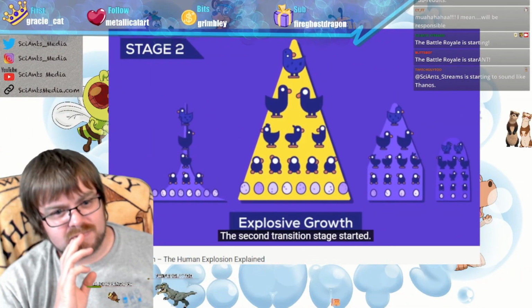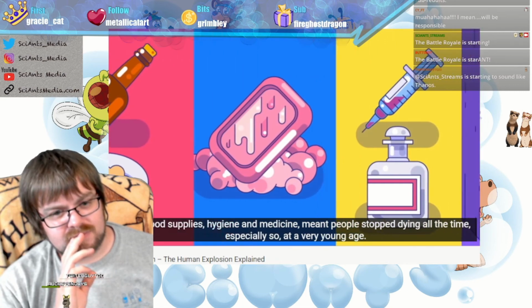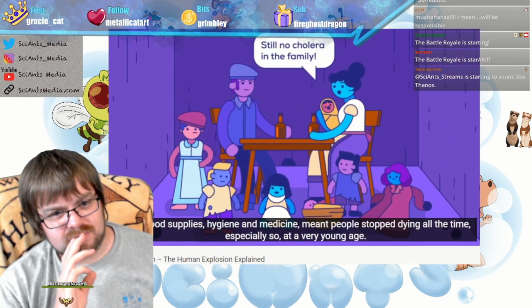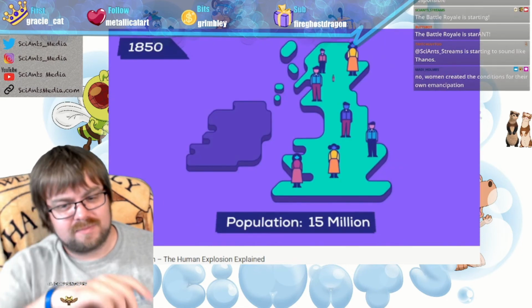The second transition stage started. Better food supplies, hygiene and medicine meant people stopped dying all the time, especially so at a very young age. The result was a population explosion, doubling the UK.